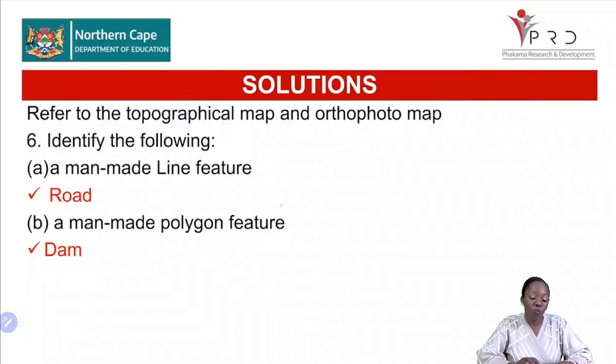Then secondly, we're looking at the polygon feature. For the polygon feature, remember your mine dump, as well as your excavation, as well as your dam. Those are the polygon features. Remember, we were looking at the man-made again. So looking at those man-made features, we realize the area has a lot of dams. Remember, the dams, again, are man-made.